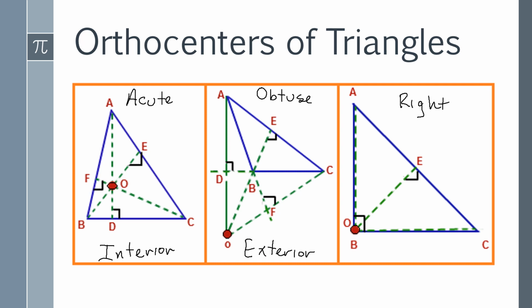But for right triangles, that's a different story completely. This is located on the vertex of the right angle. So that's one that's very interesting. Okay, so you want to just kind of have a handle on where these orthocenters of a triangle are located.